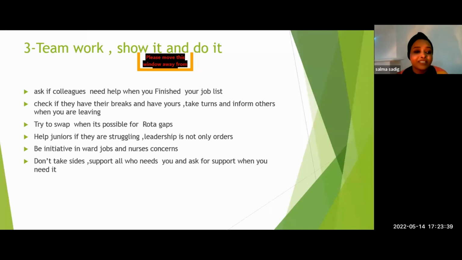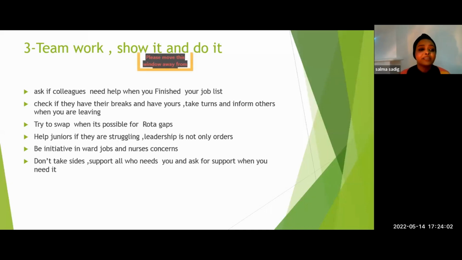If you are a group of SHOs, ask them, do you want to go for your lunch? And then when you come back, I will go for mine. Inform others when you leave. Don't just disappear. Tell them where you're going. I'm going to the canteen, for example, for a half an hour break. And then I will come back, you can have yours, or something like that.